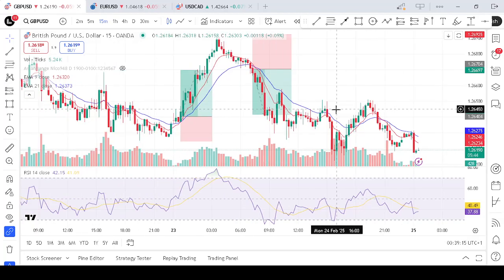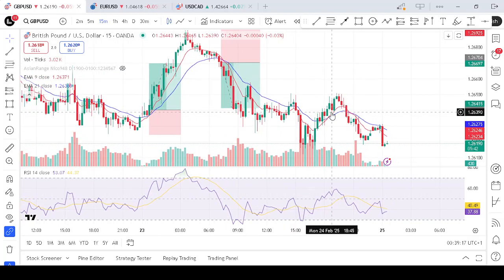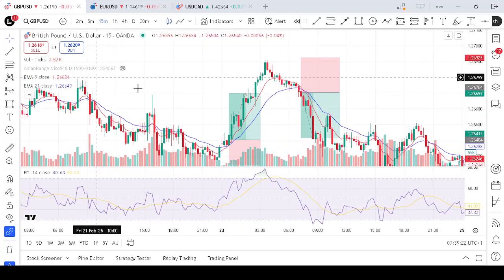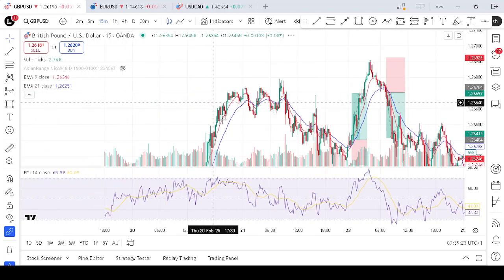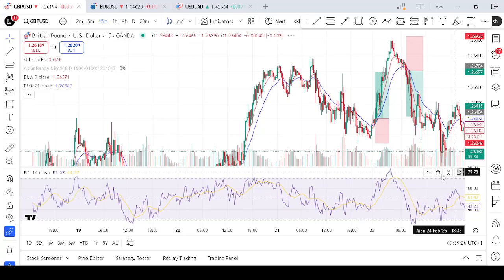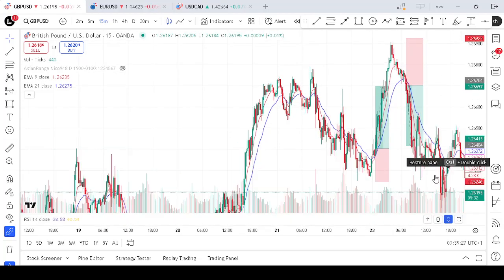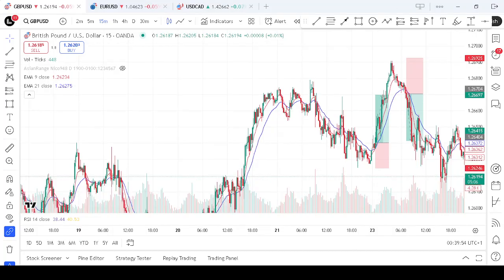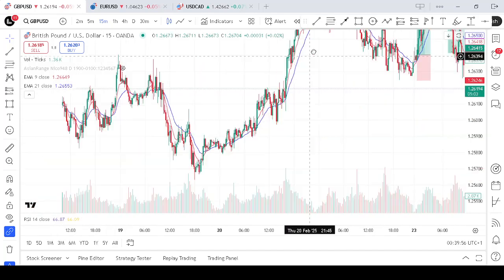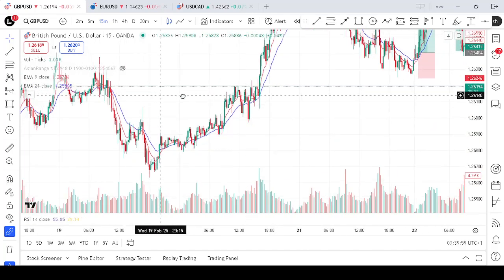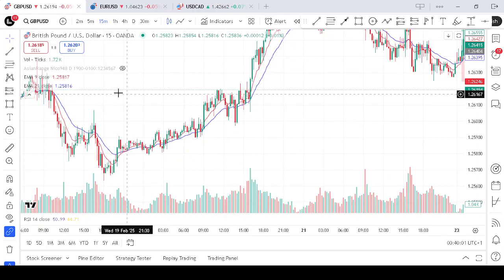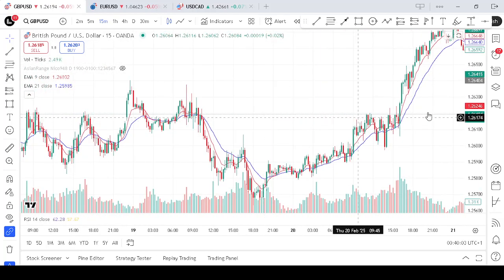So let's look at this crossover. You can see that some crossover. Let's look for a good example in a sideways moving market. Now let's look at this area in price.